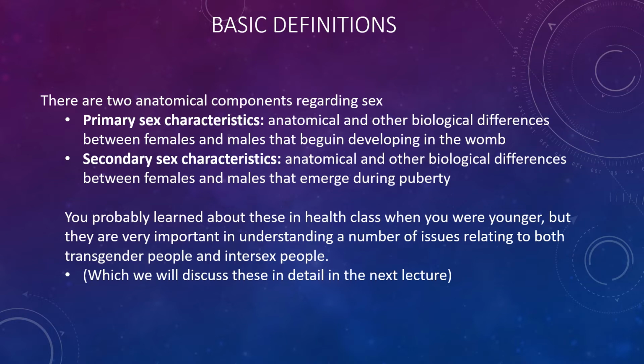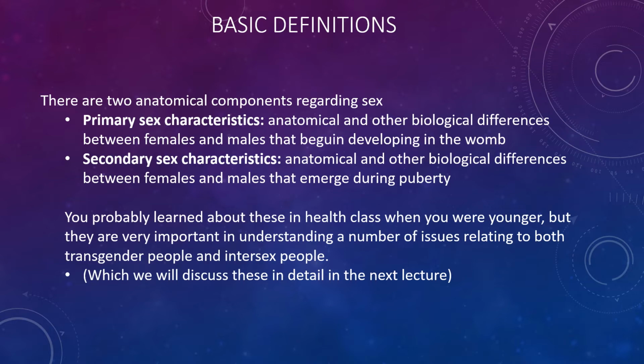Secondary sex characteristics, then, are those anatomical and other biological differences between females and males that emerge during puberty. So that's really where we see size differences between males and females, with males being taller. That's when we see development of breasts, changes in genitalia, etc.